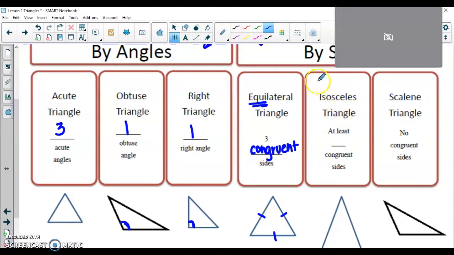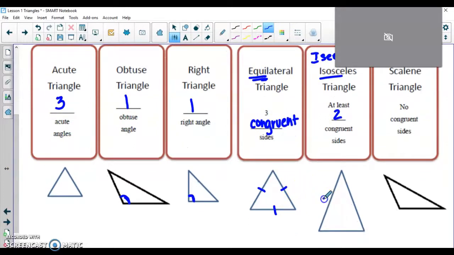An isosceles triangle, I think about IC2, isosceles, IC2, there's at least 2 congruent sides, and those would be marked on the picture as well. So you'll see things like that. When we talk about a scalene triangle, all the sides are going to be different. So you might actually see different number of tick marks on each of the sides, or the sides might actually be labeled with different measurements.